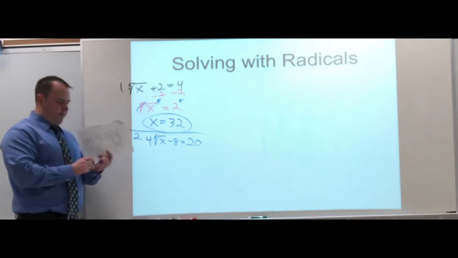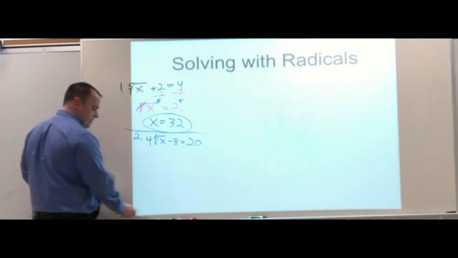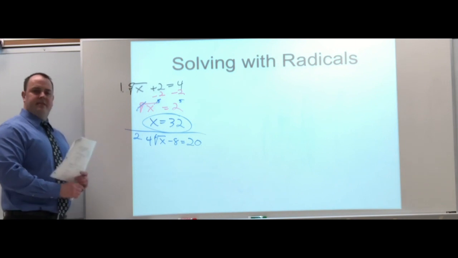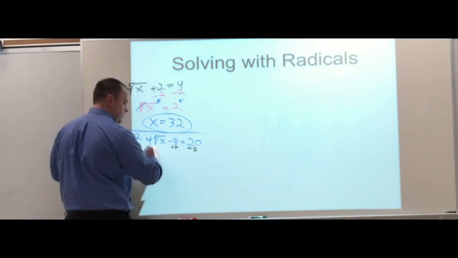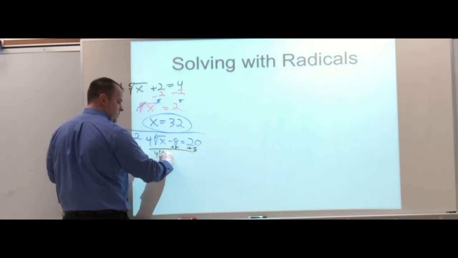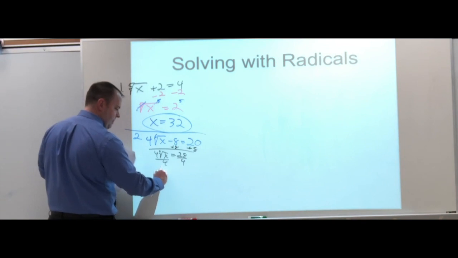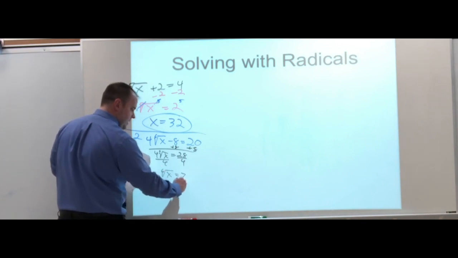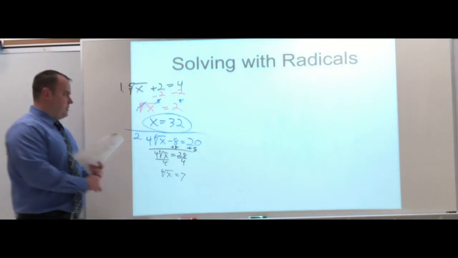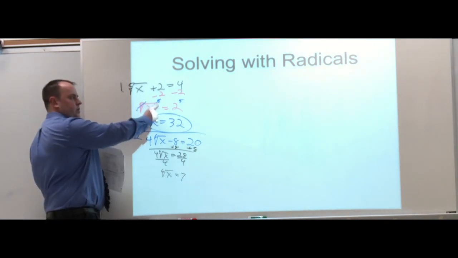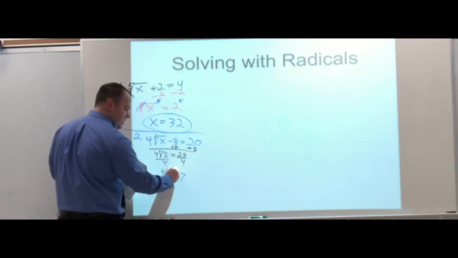So here we have 4 times the 6th root of x minus 8 equals 20. And just like before, you're going to get that x by itself. Okay? We're going to add the 8 to both sides. Divide by 4. And now we have the 6th root of x equals 7. Just like up here, it was the 5th root, so we took the 5th power.